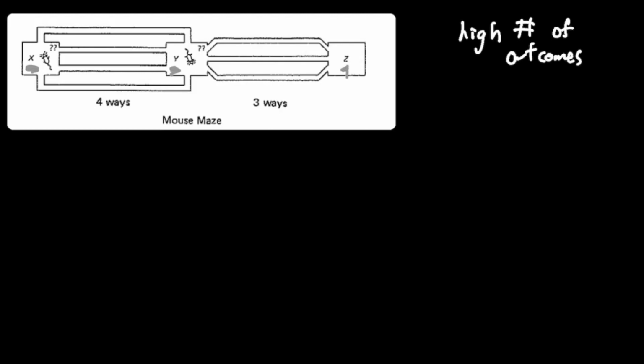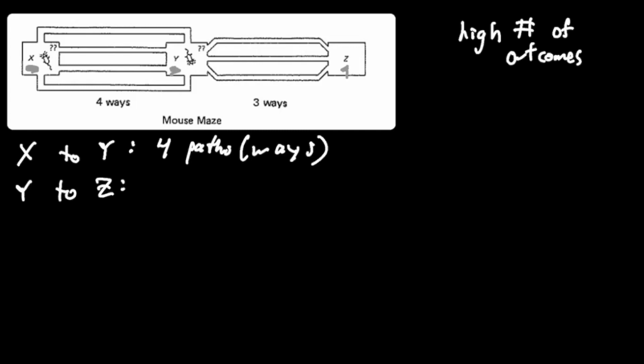So we can consider a few examples going from X to Y. There are 4 different paths, or 4 ways to go from X to Y. To go from Y to Z, we can see that there are 3 ways. Let's consider going from X to Z now.